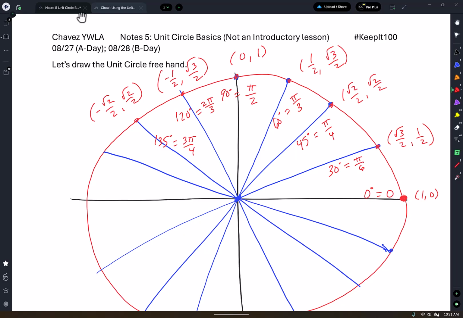Are we still okay, guys? What's up? Another one? Yeah, I didn't draw enough lines. There you go. 150 degrees, same thing as 5 pi over 6. This coordinate is negative square root of 3 over 2, comma positive 1/2. At 180 degrees, this is pi radians. That coordinate is -1, 0.